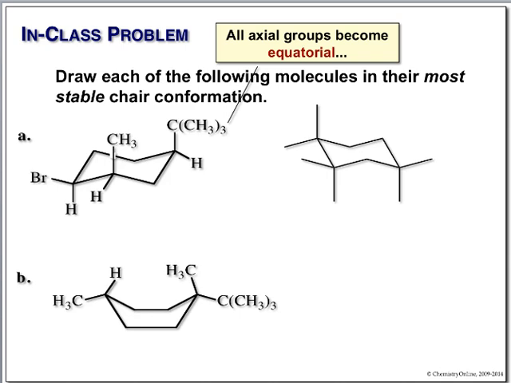Our tert-butyl group is going to be equatorial. Our methyl group here is going to be equatorial. And our bromine is going to be axial. The structure should look like this. We've simply inverted at all of these positions. Tert-butyl axial, tert-butyl equatorial. Methyl axial, methyl equatorial. Bromine equatorial is now axial.